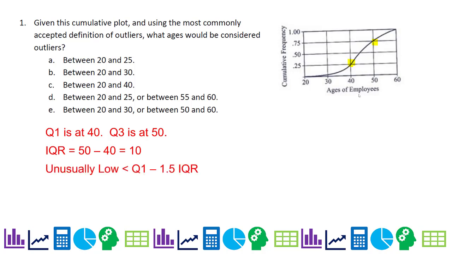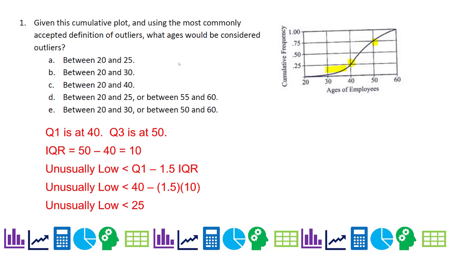And then for the unusually low, we take Q1 minus 1.5 IQRs. 1.5 IQRs is pretty simple. It's 15. And we take the 40 minus 15, which is 25. Do we have any data points below 25? Yes, we do. Actually, sorry, not all those data points over there. Let me change colors. All of these points, we'll do it with red. Right here are the potential outliers.